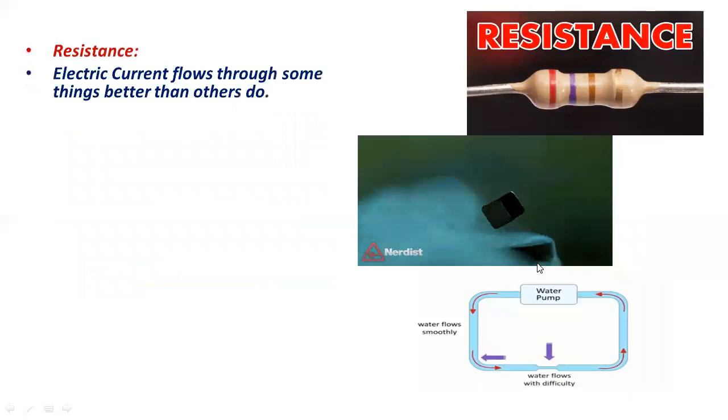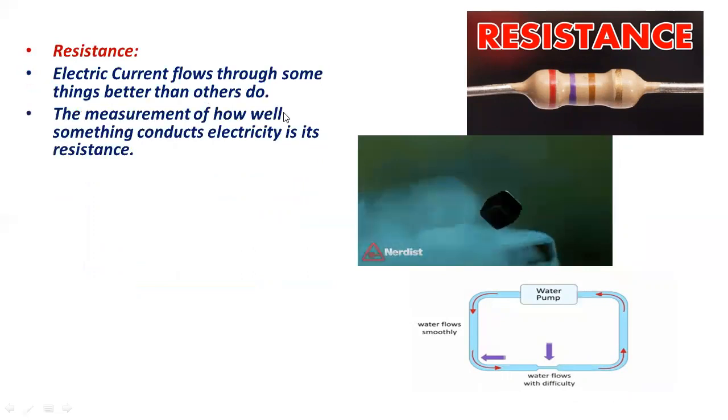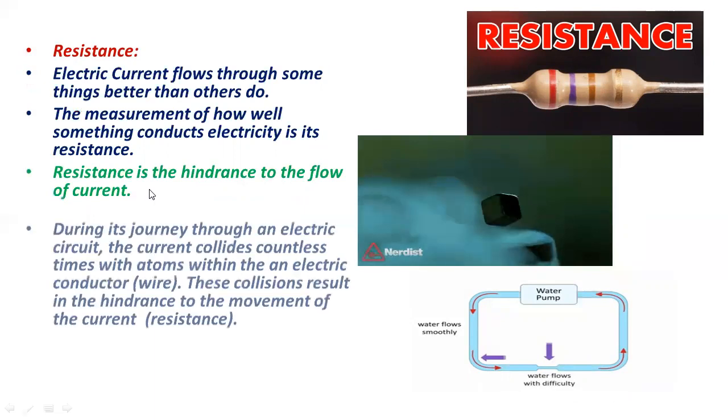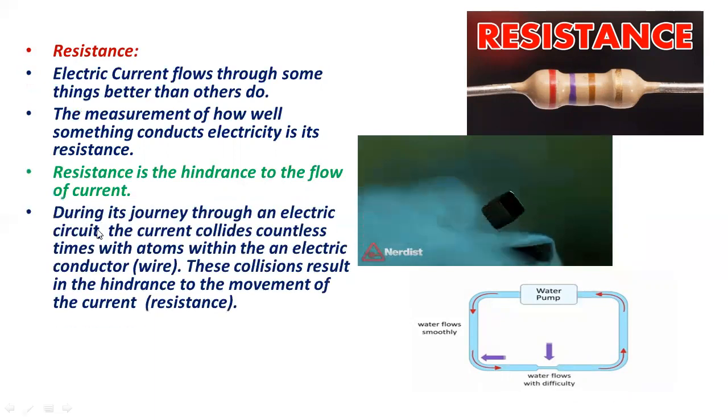Resistance. Electric current flows through some things better than through others. The measurement of how well something conducts electricity is its resistance. What is resistance? Resistance is the hindrance to the flow of current. During its journey through an electric circuit, the current collides countless times with atoms within the electric conductor, and these collisions result in the hindrance to the movement of the current, which is called resistance.